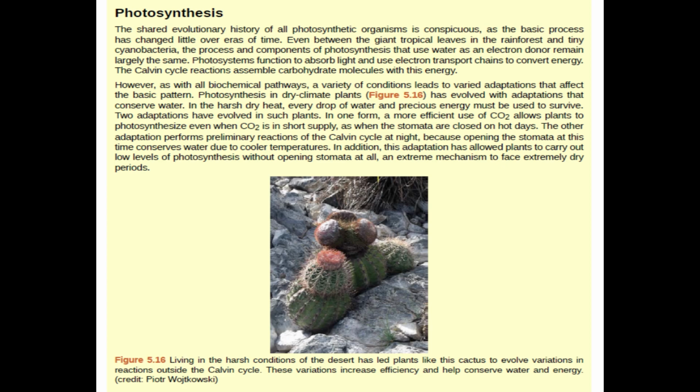Figure 5.16. Living in the harsh conditions of the desert has led plants like this cactus to evolve variations in reactions outside the Calvin cycle. These variations increase efficiency and help conserve water and energy.